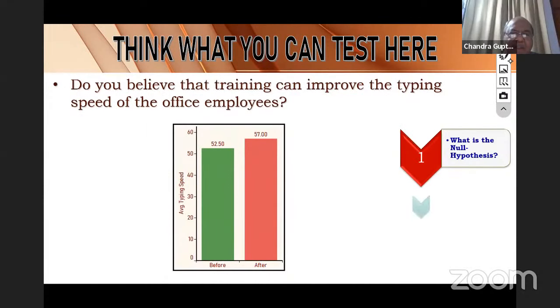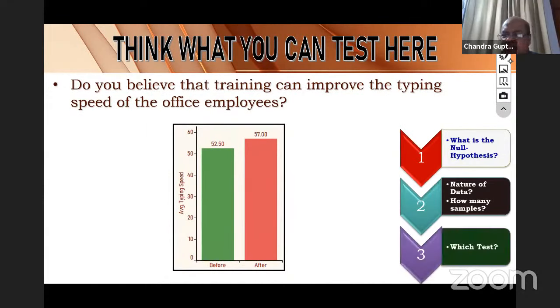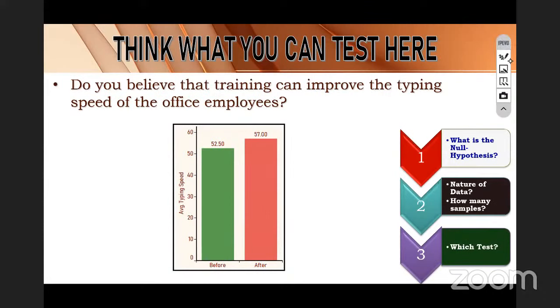Do you believe that training can improve the typing speed of the office employees? Situation.